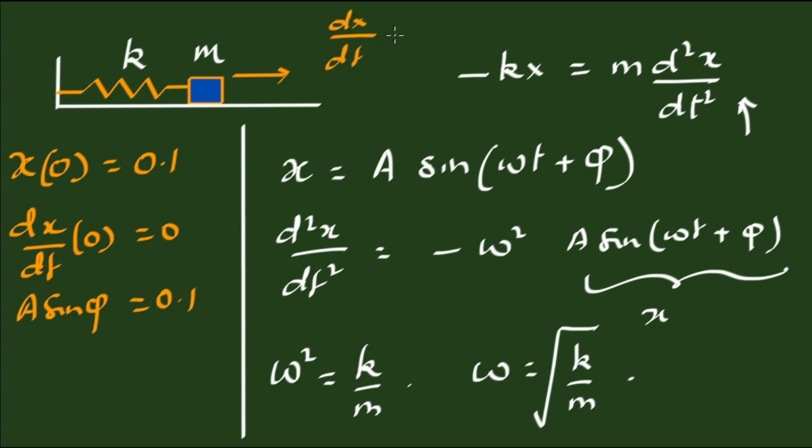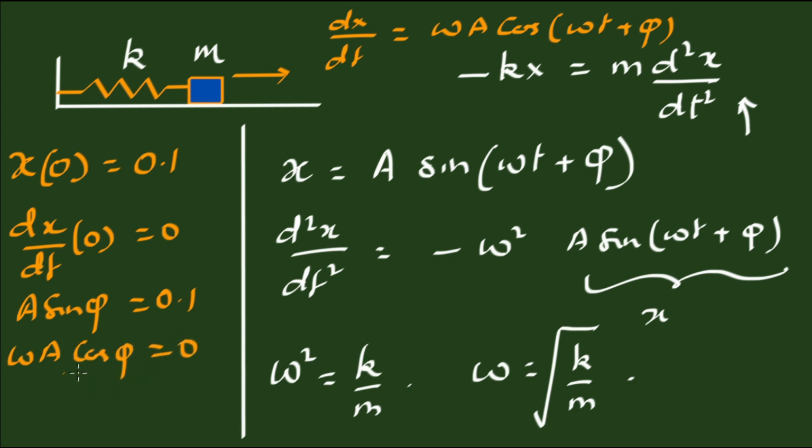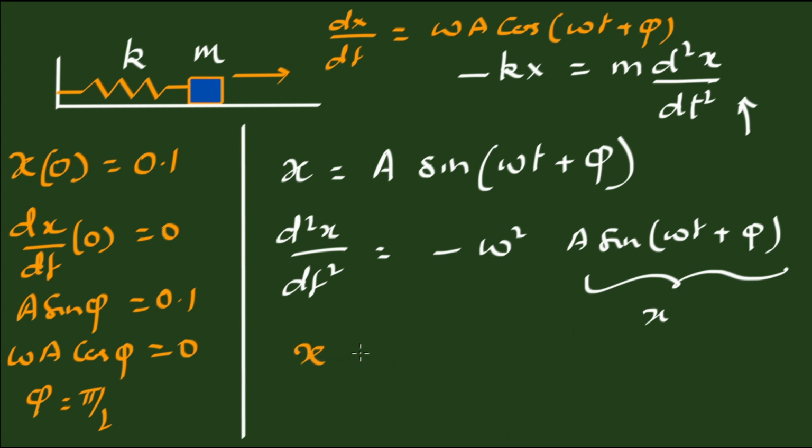dx by dt is equal to omega A cosine(omega t plus phi). Put t equal to 0 again, I get omega A cos phi. That's the other equation. Omega A cos phi is equal to 0. So from the second equation, I can choose phi to be equal to pi by 2, 90 degrees, cos 90 is 0. If I take that and plug it into the first equation, I get A is equal to 0.1. So I get the particular solution, which I am going to write down. x is equal to 0.1 sine(omega t plus pi by 2).